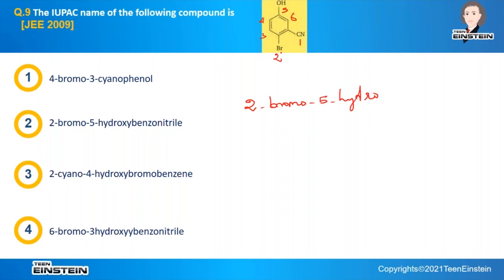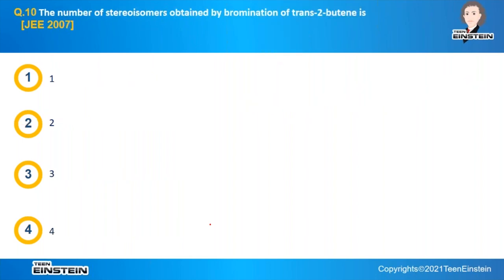Here the base compound is benzonitrile. So we can write it as 5-hydroxybenzonitrile. So the correct option is option number 2, 2-bromo-5-hydroxybenzonitrile. So next come to the 10th question.